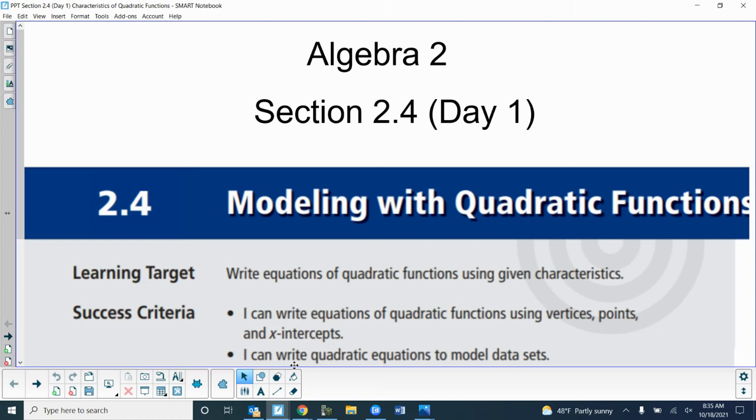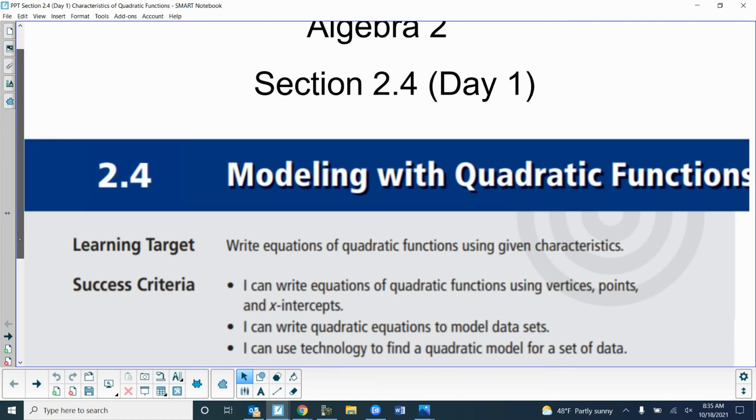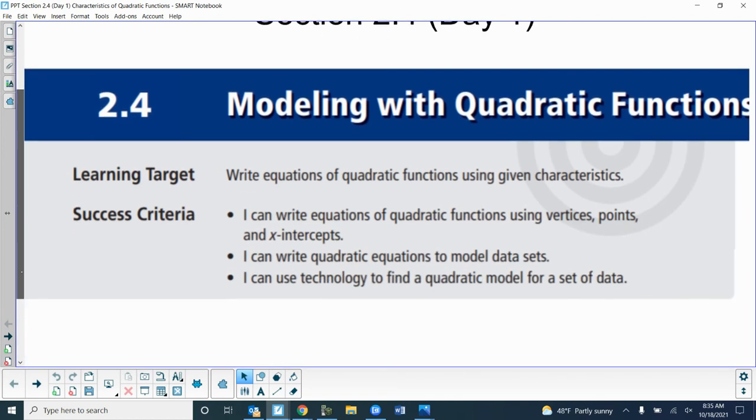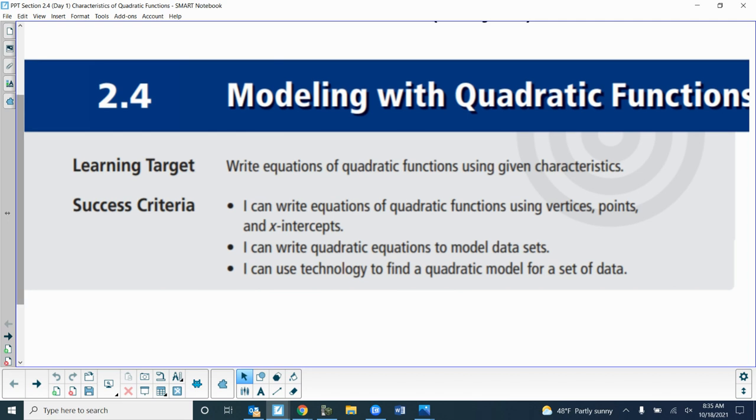So we're going to continue here with quadratic functions. This is modeling, they call it. You can write equations of quadratic functions using vertices, points, and x-intercepts. I can write quadratic equations to model data sets. I can use technology to find a quadratic model for a set of data. Okay? So today we're basically doing the first bullet point there.